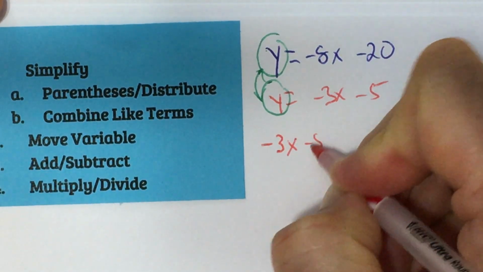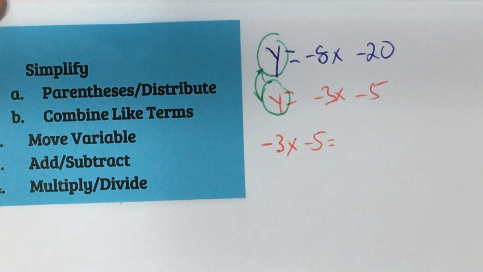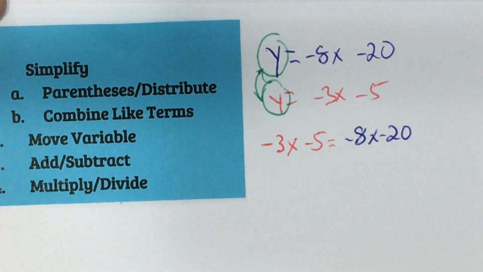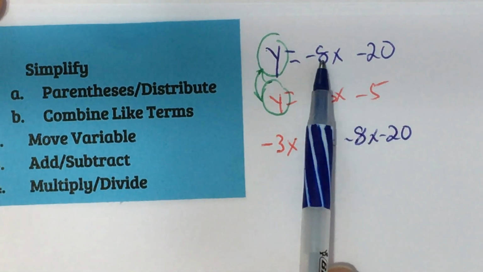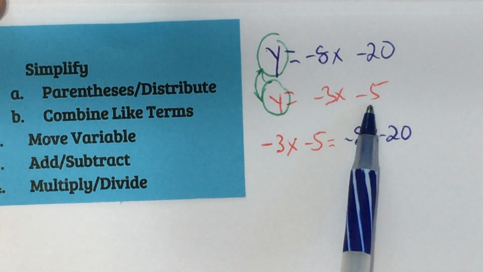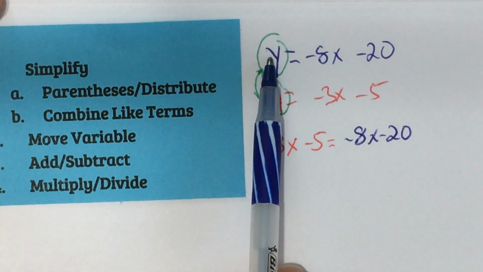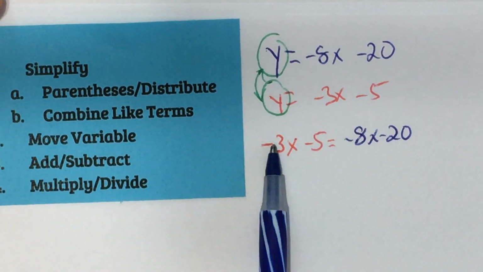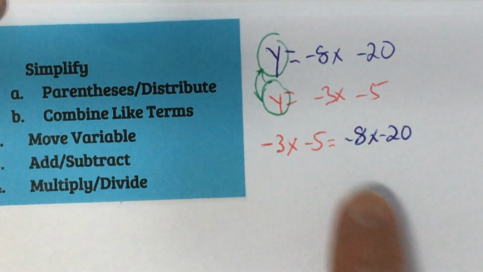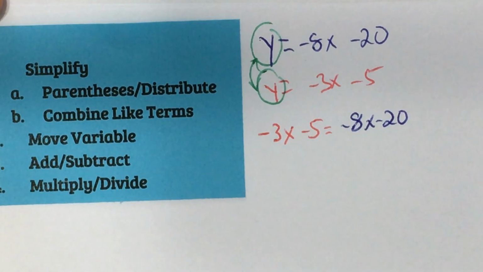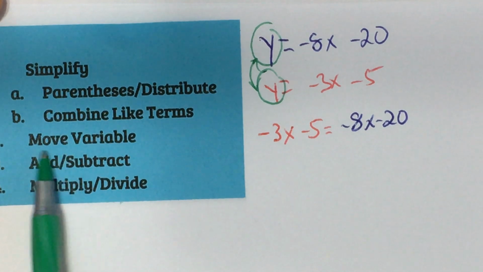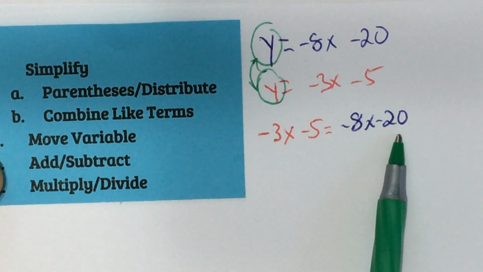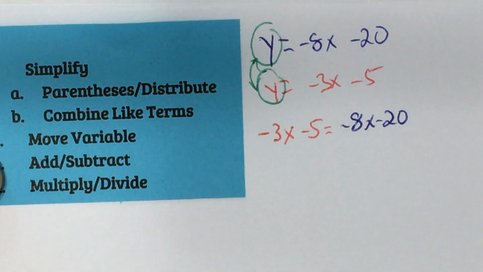Now I can apply substitution. I can substitute this negative 3x minus 5 in for that y right there. And I can rewrite this equation on the top with this in front and then that there. Now, look what just happened. I'm over here. There are no parentheses. There are no like terms on the same side, but there are variables on both sides.